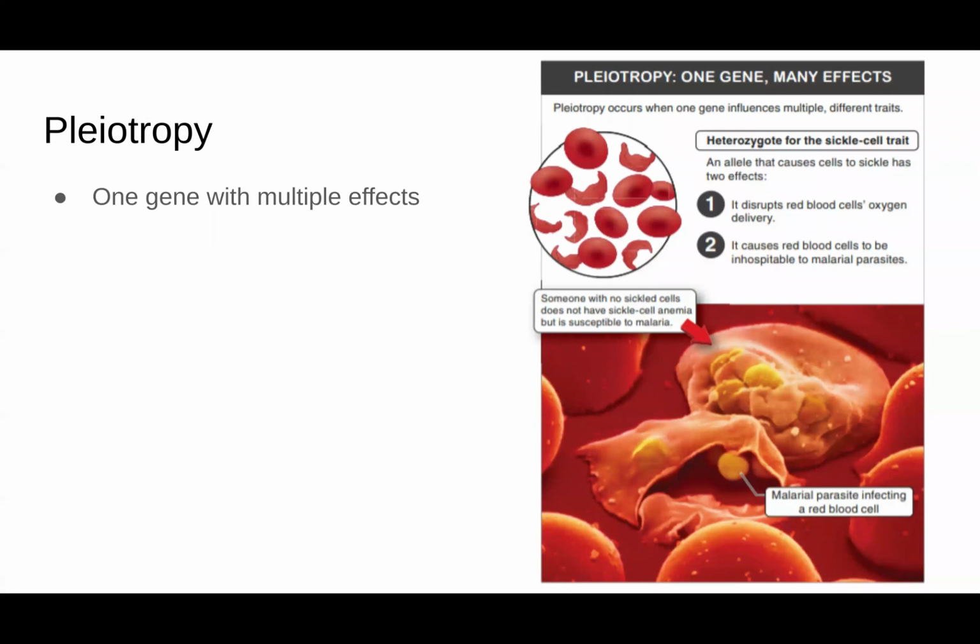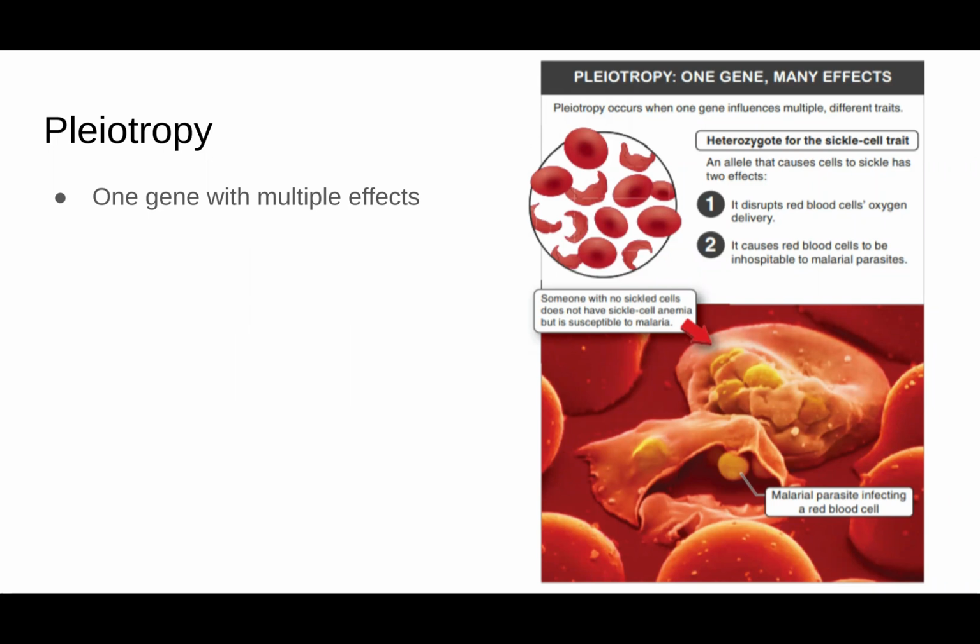Next up is pleiotropy, and this will actually talk about sickle cell anemia again. For those people that suffer from sickle cell, whether it's the trait, meaning they're heterozygous, or the full-on sickle cell disease, they actually have this case of pleiotropy. Their genes that control the shape of their red blood cells actually have multiple effects.